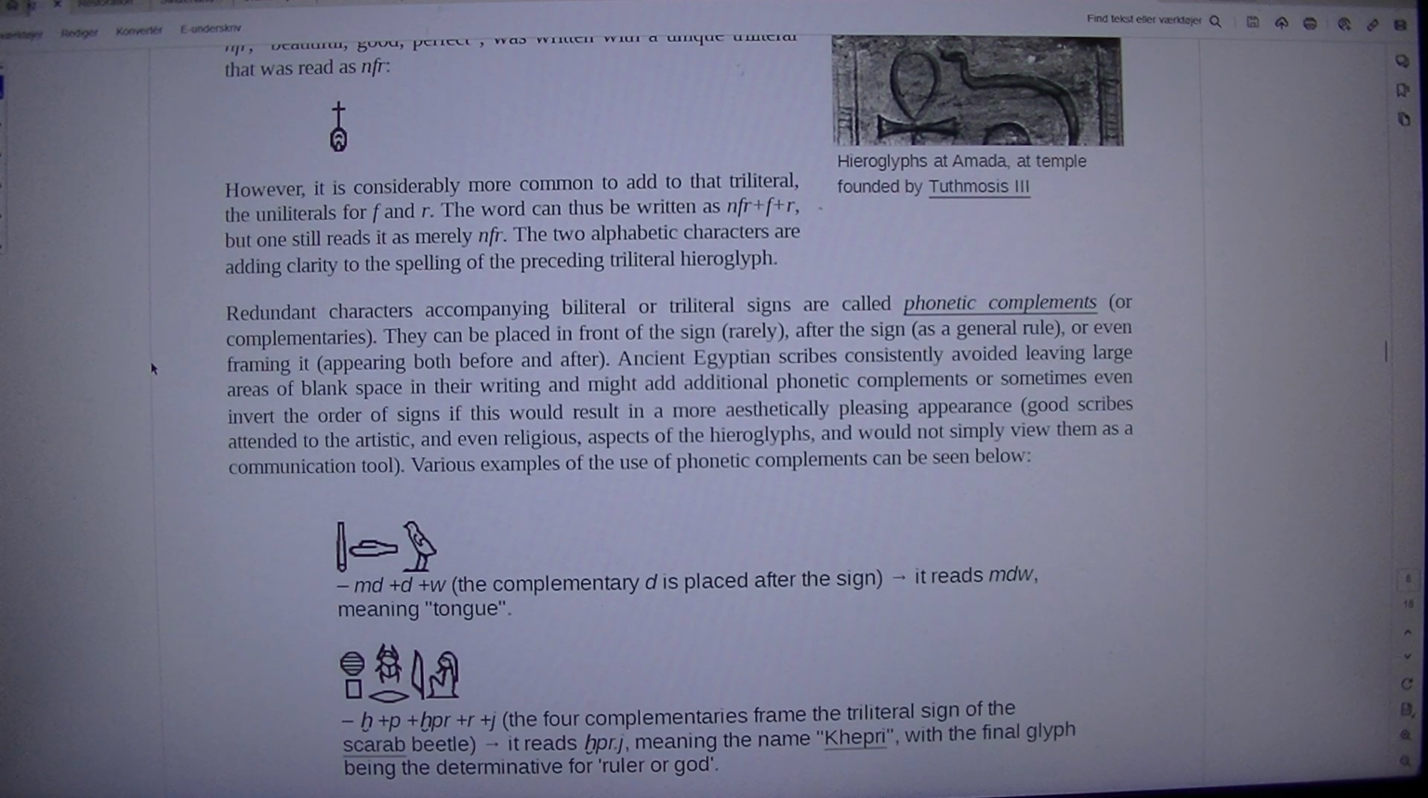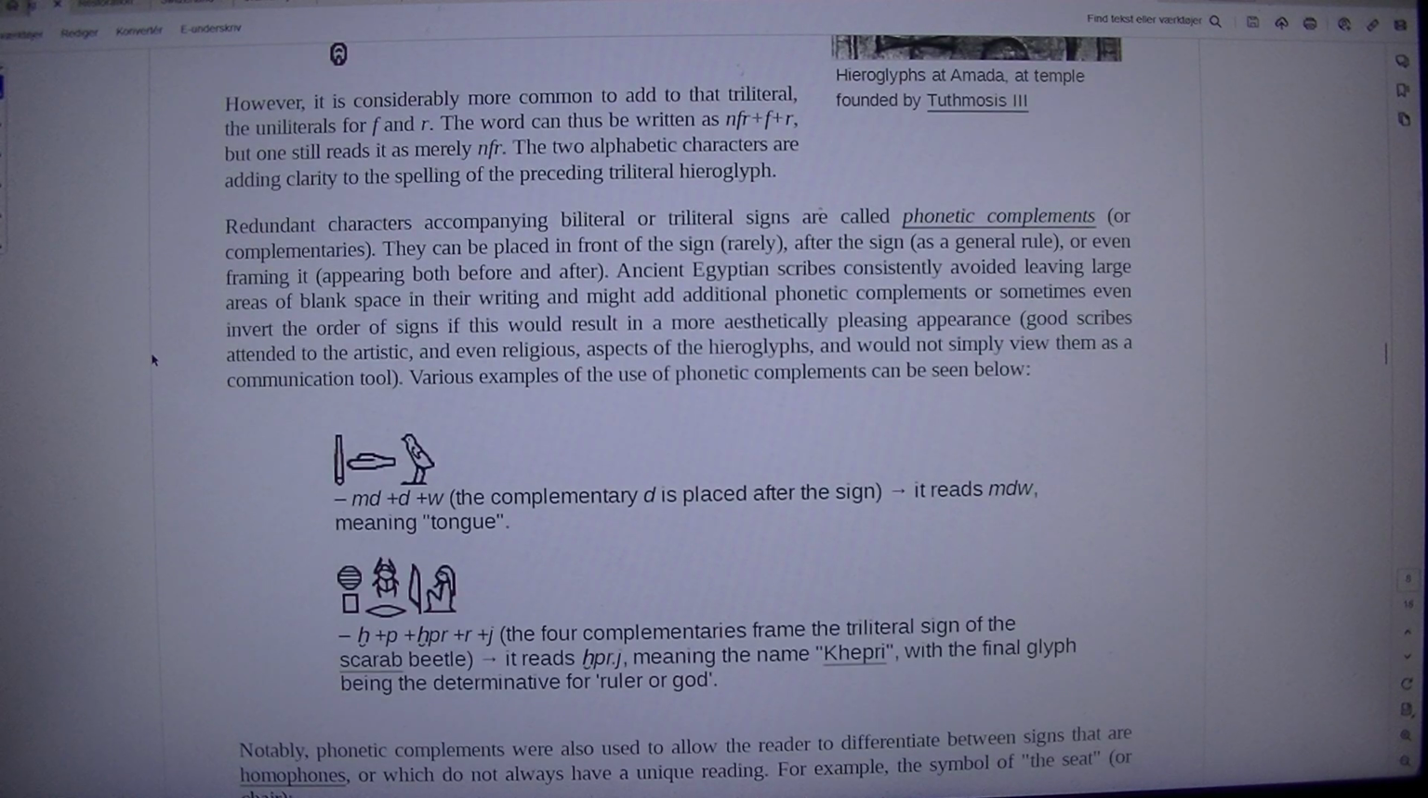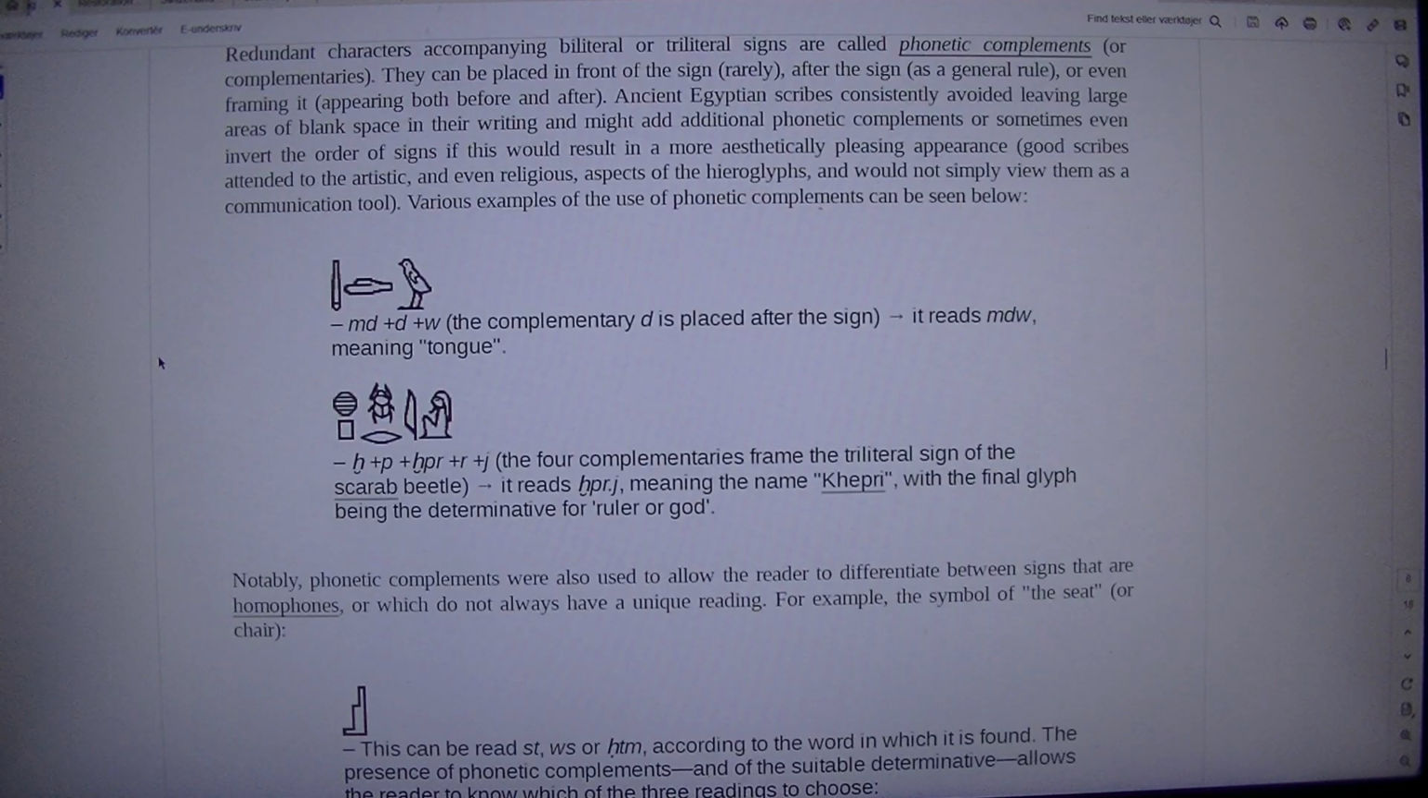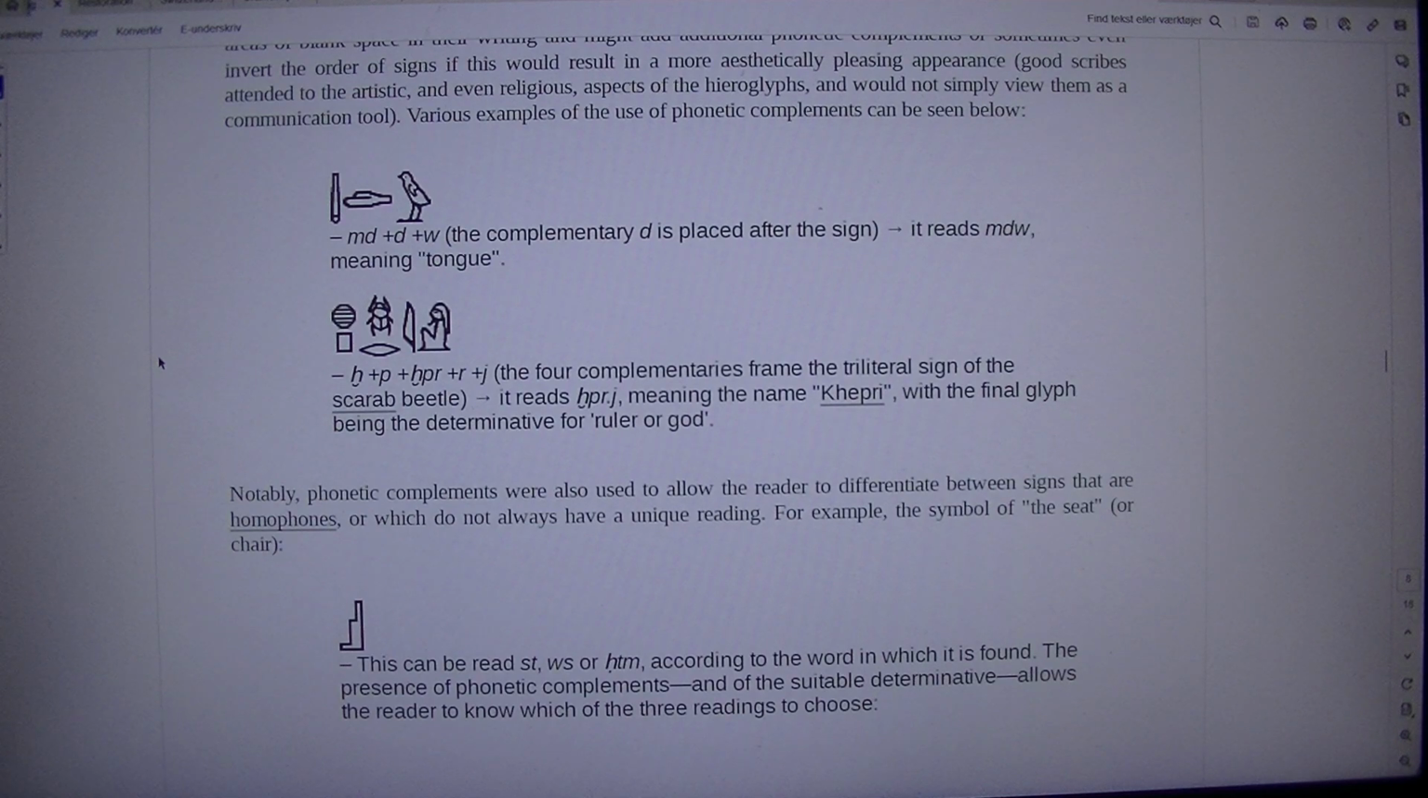Ancient Egyptian scribes consistently avoided leaving large areas of blank space in their writing and might add additional phonetic complements or sometimes even invert the order of signs if this would result in a more aesthetically pleasing appearance. Good scribes attended to the artistic, and even religious, aspects of the hieroglyphs, and would not simply view them as a communication tool. Various examples of the use of phonetic complements can be seen below.